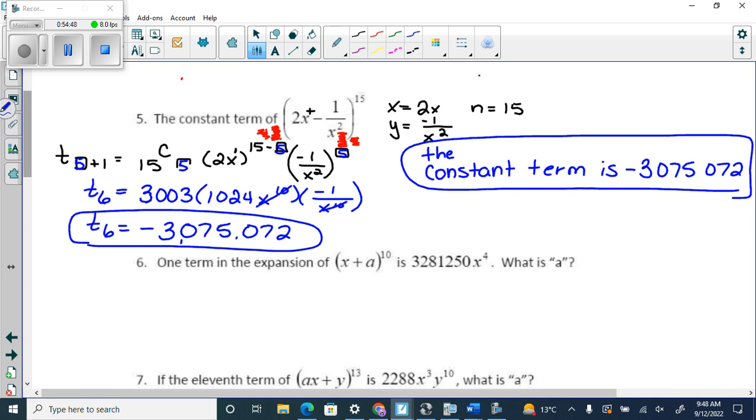6 and 7 we're going to go over tomorrow. Ooh, that's sweet. Your homework for today, I'm going to write it right here, and then I'll erase that. Page 542 onwards, numbers.